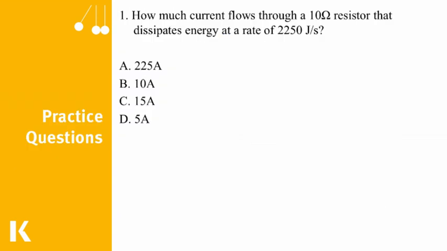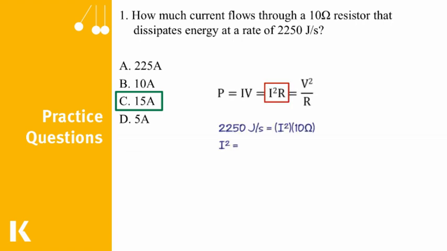Now let's practice what you've learned on some sample questions. This first one gives you resistance and energy flow rate and wants you to calculate current. The answer should be C. Recall that energy flow rate is power, and power is equal to current squared times resistance. Rearranging the equation and solving for I gives us 15 amps as the answer.